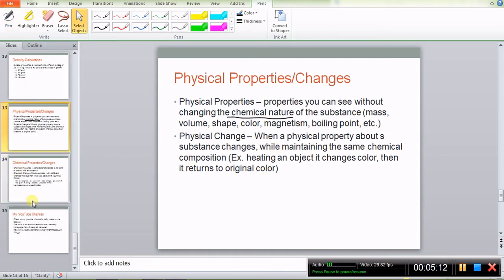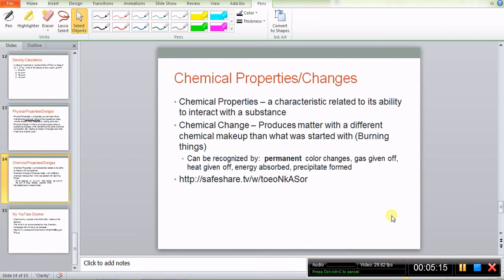As opposed to a chemical change, which produces matter with a different chemical makeup than what you started with. So that's the key here. A chemical change is a different chemical makeup. The chemical formula would change in a chemical change. And chemical properties are just characteristics related to its ability to interact with the substance. Important thing to know. Chemical change, different chemical makeup than it was started with. Example there is anytime you burn something. Anytime you burn something, it changes to a different chemical formula.